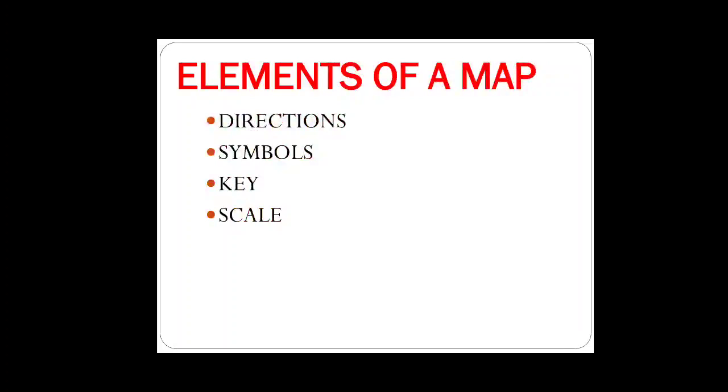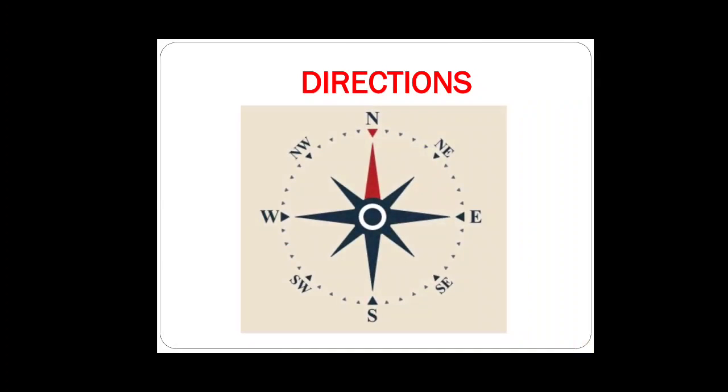We take north direction facing upwards, so south should follow at the bottom, the east on the right, and the west on the left. The direction between north and east is called northeast. The direction between north and west is called northwest. The direction between south and east is called southeast. The direction between south and west is called southwest.